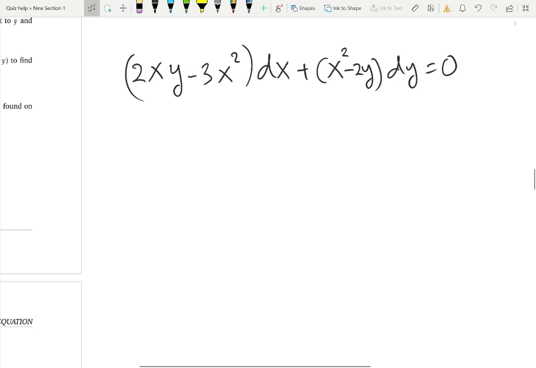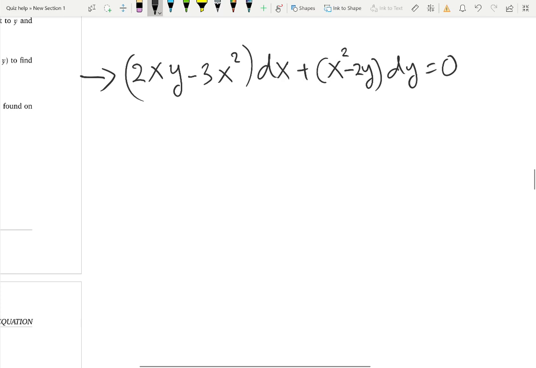Let's learn how to solve a full problem using the exact equation method. So let's do this slowly. Given a differential equation, you first want to know whether this is an exact equation or not. So you have to do the exact equation test.